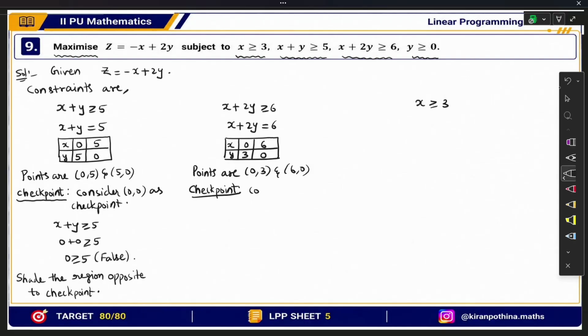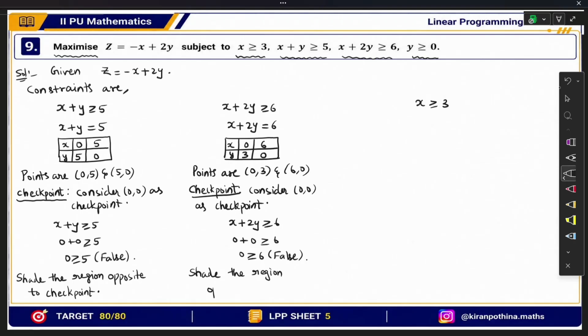Now here again I will consider the checkpoint 0 comma 0. I will substitute 0 comma 0 in the given inequality, that is x plus 2y greater than or equal to 6. X value 0, y value 0, nothing but 0 greater than or equal to 6. This is also false. Whenever it is false, we need to write the conclusion like shade the region opposite to checkpoint.